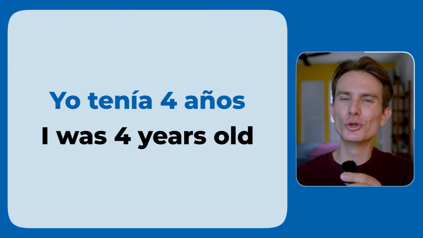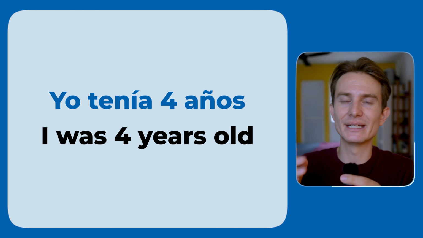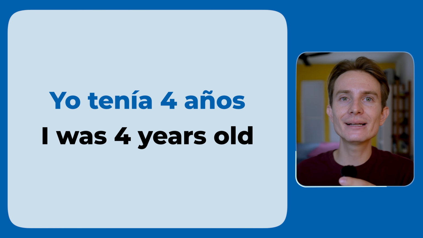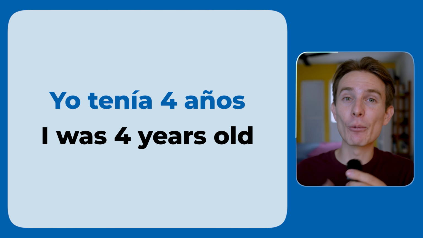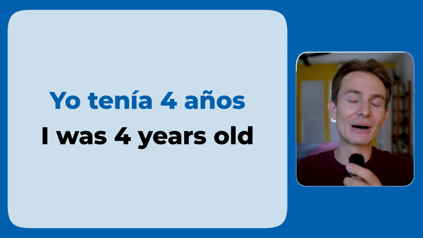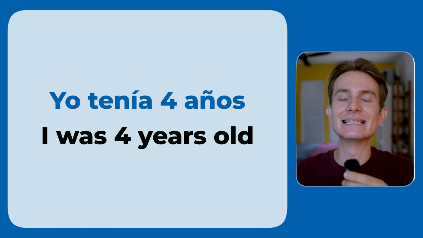Now you might argue, yeah, but Nate, couldn't I say yo tuve 4 años? I mean, it's over, so couldn't we use the preterite? And the answer is, in this case, the Spaniards have decided that we're going to use the imperfect when talking about age, because I was 4 years old for however long, and then yes, eventually it did end.